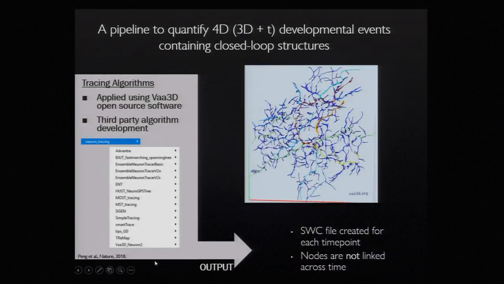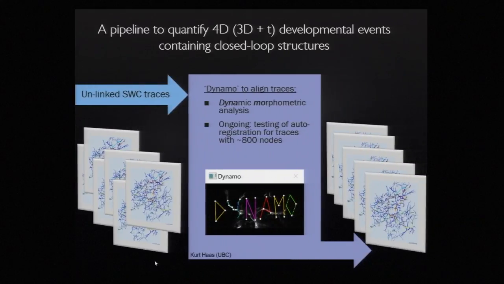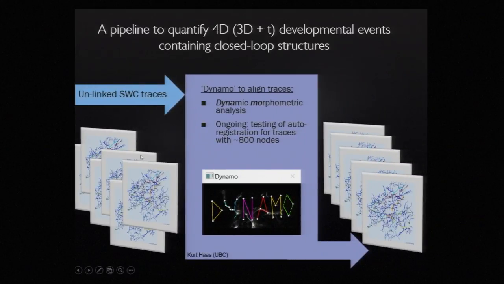So you have a neuron trace, and it's an SWC file, it can't contain closed-loop structures, and as well, all of these nodes are not linked through time. So this is my way of visualizing that you have all of these nodes which are supposed to be the same neuron developing through time.